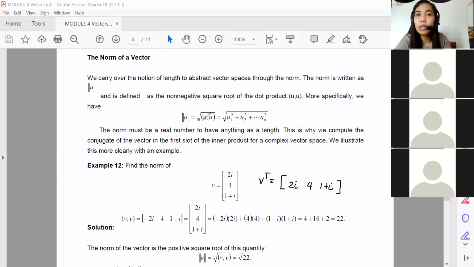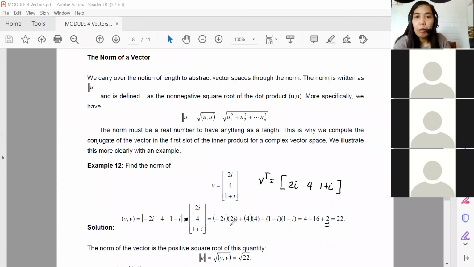Because we get the norm of the vector with itself, class. Earlier it was UV in the dot product. But for the norm, it is only with itself. Okay? And then, so there is an equal sign again. I will just edit it if it is in your module. So negative 2i times 2i plus 4 times 4 plus 1 minus i multiplied by 1 plus i. So here it is. When we multiply a complex number by its conjugate, it becomes a real number. So we will show how.